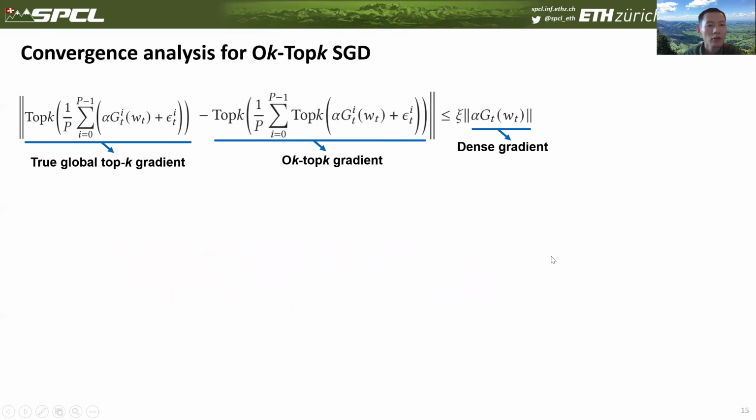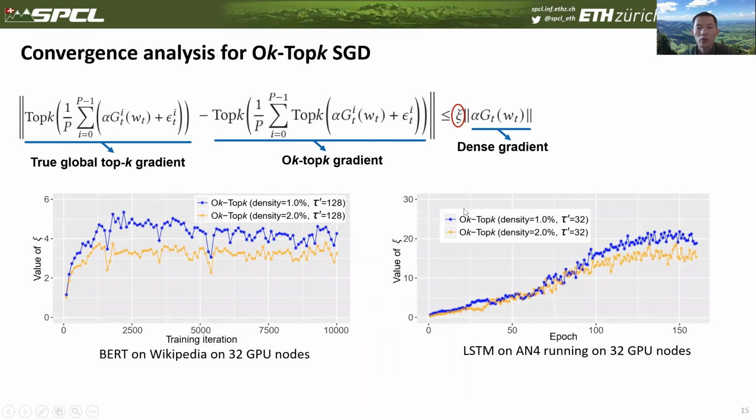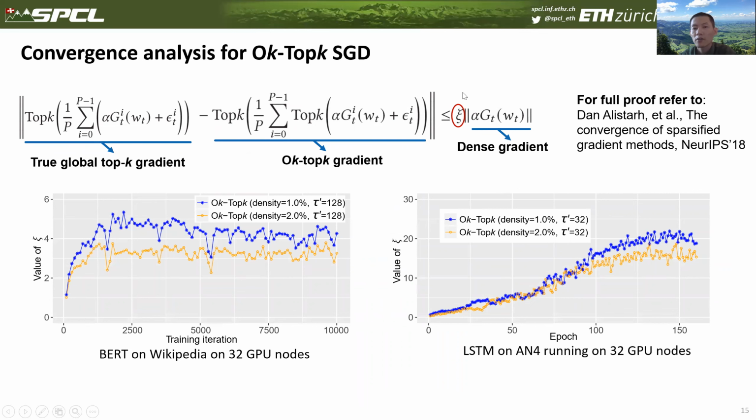Next, let's analyze the convergence for OK top K SGD. Here, we assume the difference between the true global top K gradient and the OK top K gradient is bounded by the norm of the dense gradient multiplied by a small constant C. So here we empirically prove this assumption using the real applications. After having this assumption, we can achieve the full proof for the convergence of OK top K by referring to this NeurIPS work.